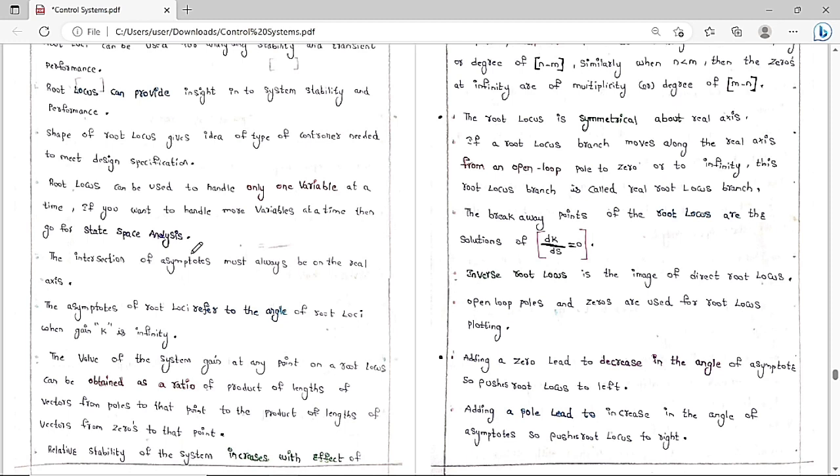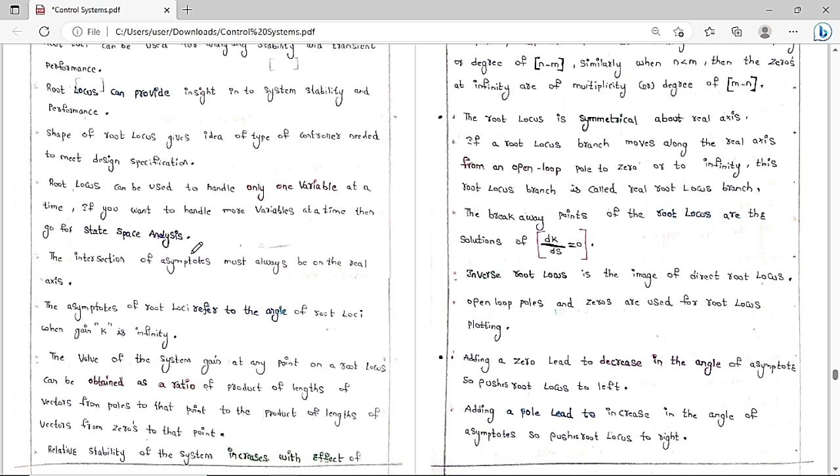So root locus can be used to handle only one variable at a time. But if you want to handle more variables at a time, then go for the state space analysis. The next point is that the intersection of the asymptotes must always be on the real axis. It may be part of the root locus or it may not be part of the root locus also.